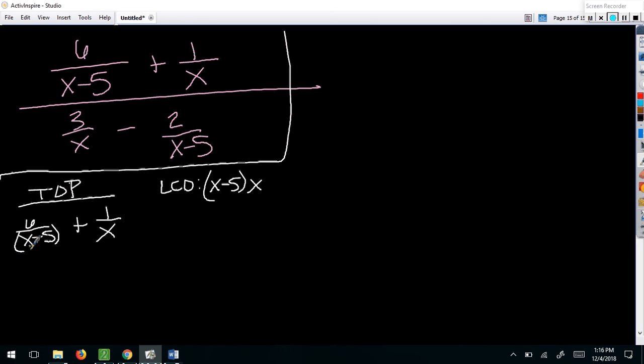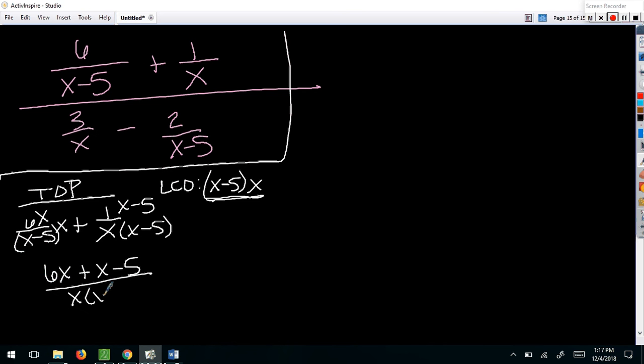Because the goal is that you make each one of these look just like the LCD, right? What's the first fraction missing? x. Give it what it's missing. What's the second one missing? So 6x plus x minus 5. Yes. That's the top.